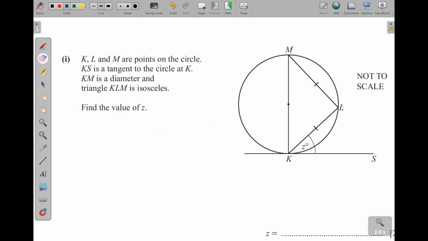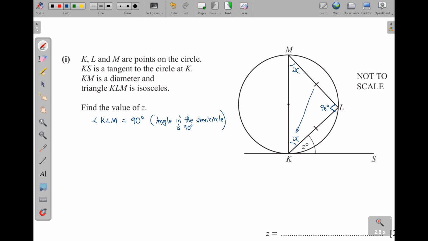The value of Z. Now this angle here, KLM, is 90 degrees. Angle KLM is equal to 90 degrees because this is an angle in the semicircle. Angle in the semicircle, like we have seen, is always a right angle, 90 degrees. So having seen this one as 90 degrees, then that means this angle here is equal to this angle here because this is isosceles.